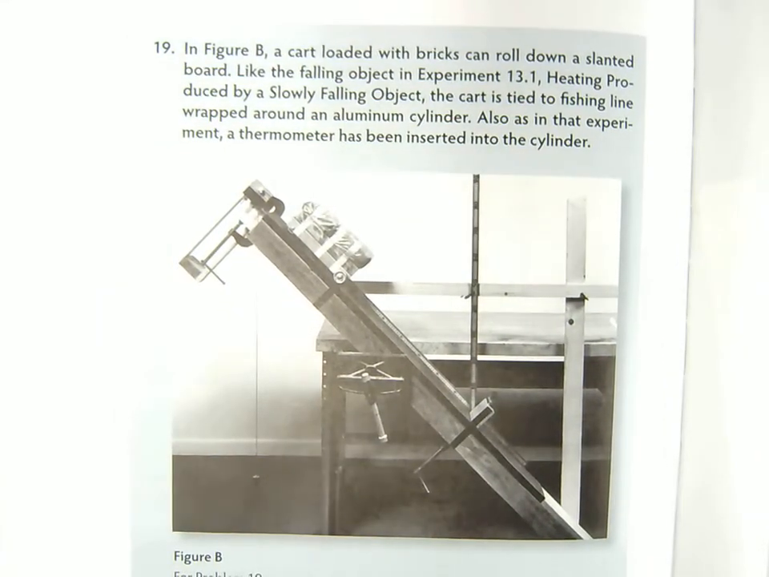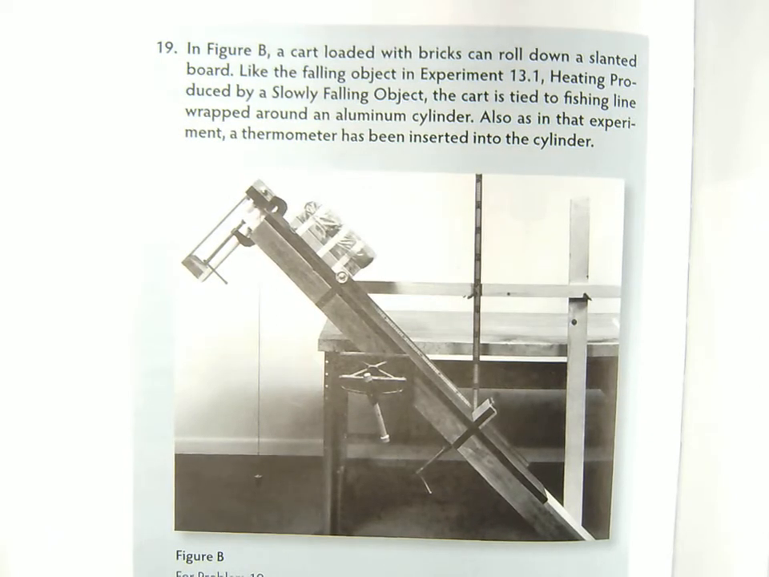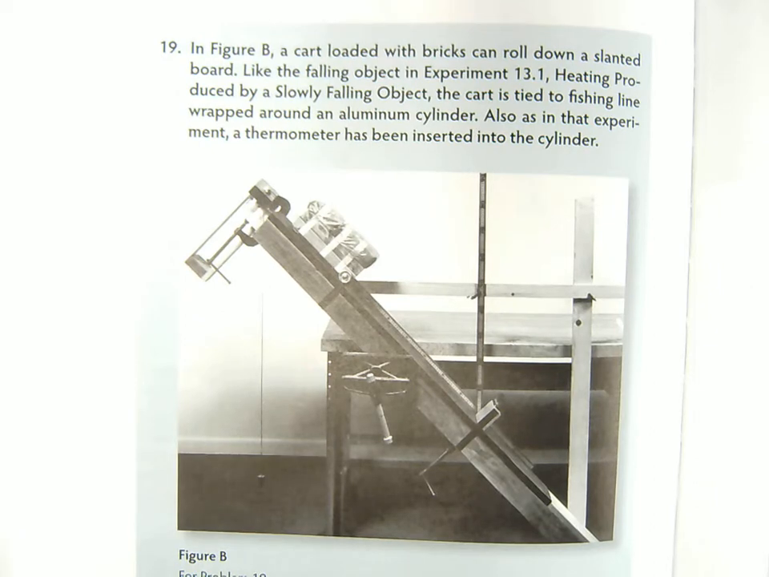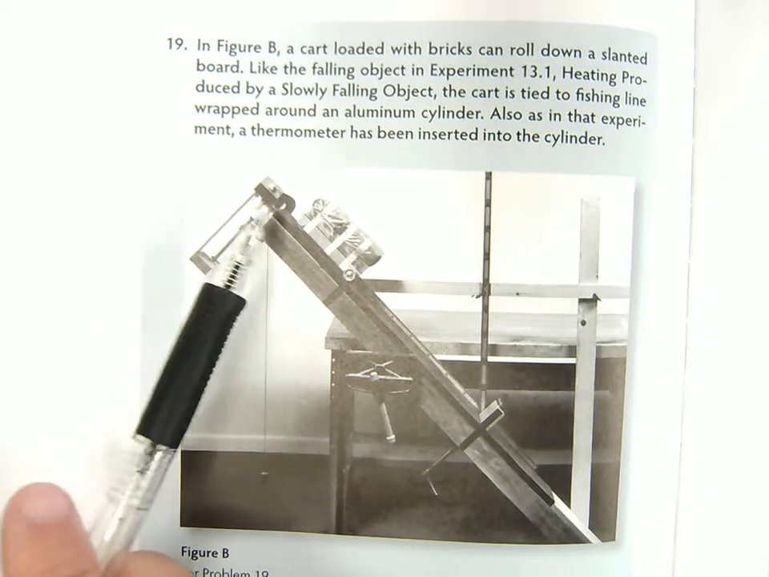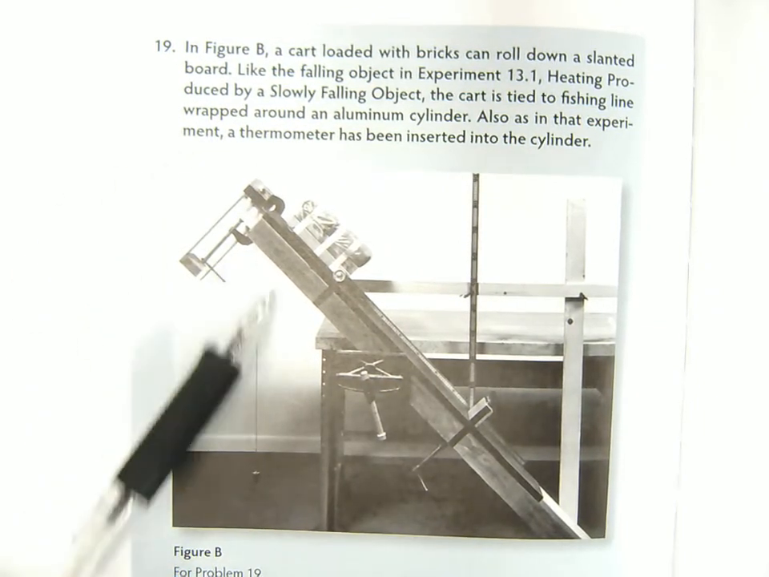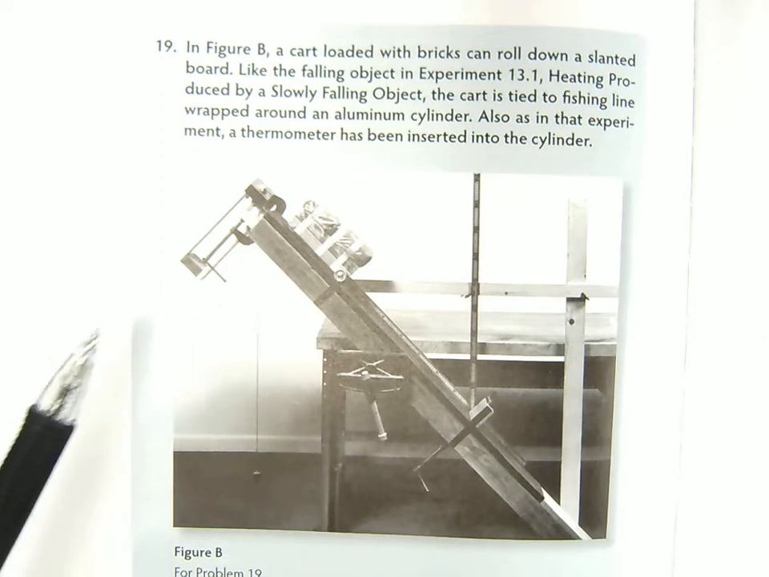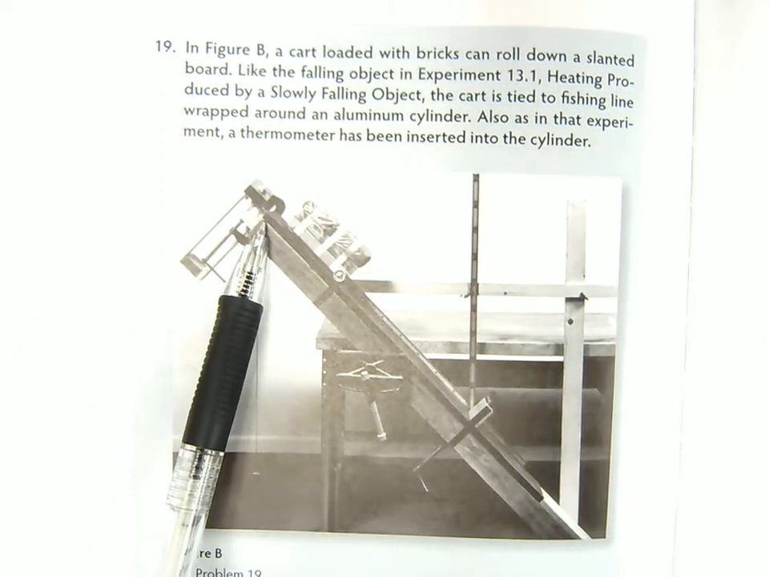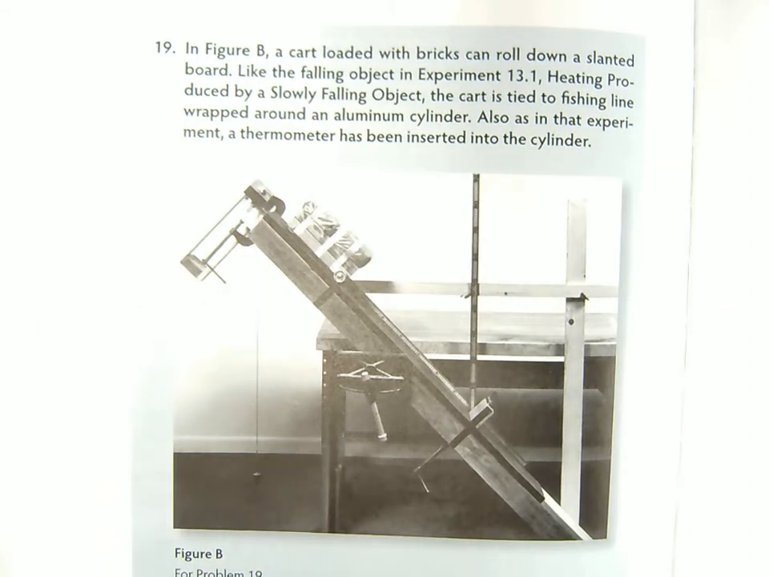Okay, in figure B, a cart loaded with bricks can roll down a slanted board like the falling object in 13.1, heating. The cart is also tied to a fishing line wrapped around an aluminum cylinder, okay? Also in that experiment, a thermometer has been inserted into the cylinder. So even though it looks completely different, it's the same concept as 13.1, where this is going to fall and it's going to heat up the aluminum cylinder or something like that.